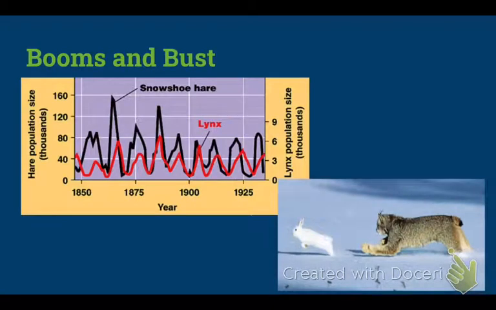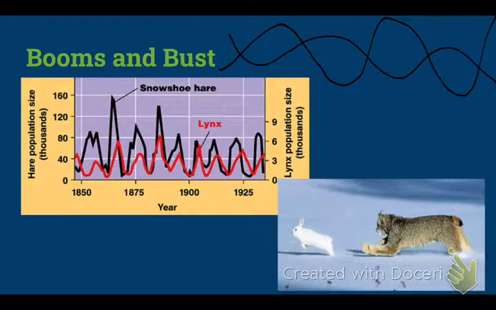So you have the population boom up and then it busts down, and it booms up and then it busts down, and it booms up and then it busts down. And that has to do with that predator-prey relationship. As one goes up, the other goes down, and so on.